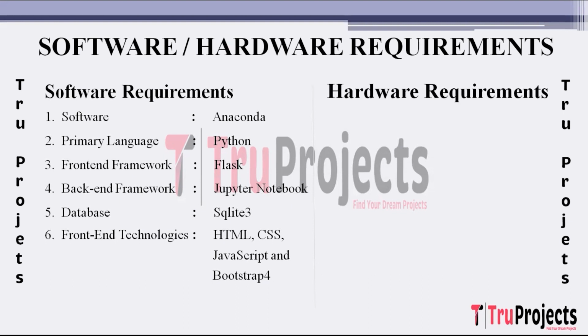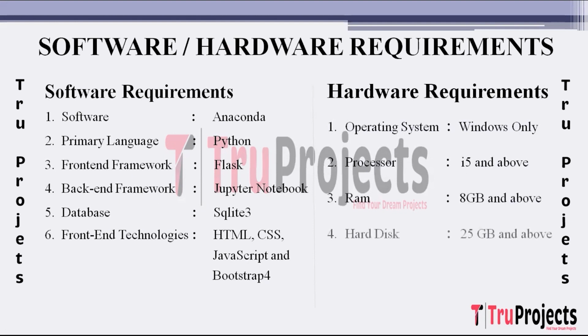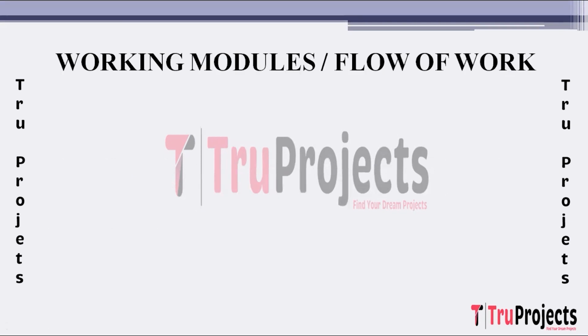Hardware requirements needed are operating system of Windows, processor of i5 and above, RAM of 8 GB and above, and hard disk of 25 GB and above. Now we'll discuss the working modules of flow of work.